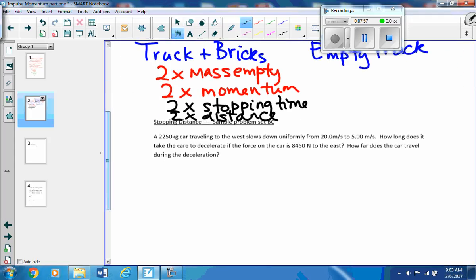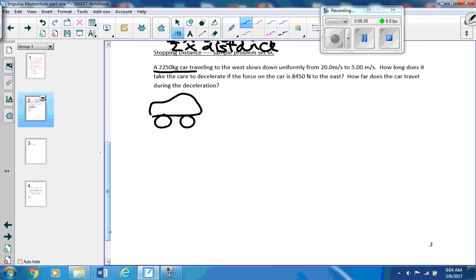I just want you thinking of this as we're working through the next problem. I also tell you that we never let you forget any of the one-dimensional kinematics equations from the past, so this is a great opportunity to take a peek at that. We have a 2,250 kilogram car traveling to the west. If I were drawing a picture of that, my car, you know me, kind of like VW bugs. This is not a very good representation, but it's traveling west, and it's slowing down from 20 meters per second to 5 meters per second.